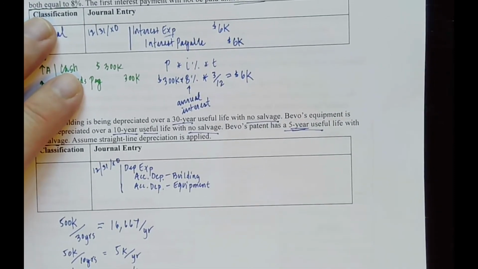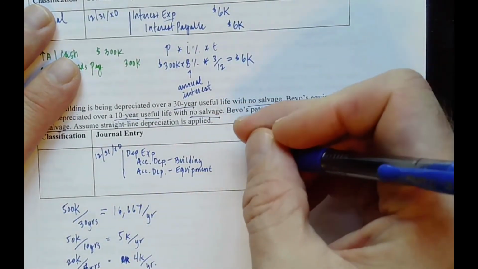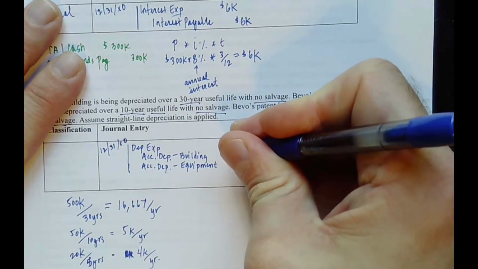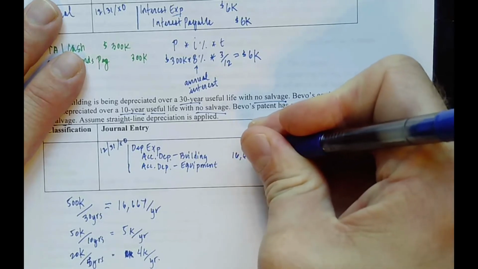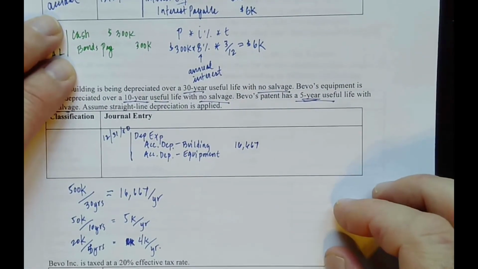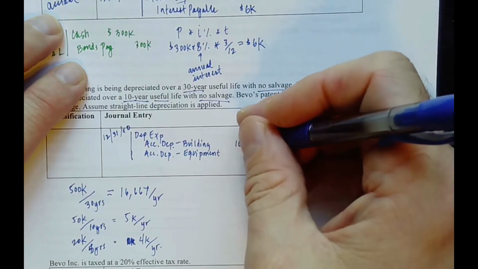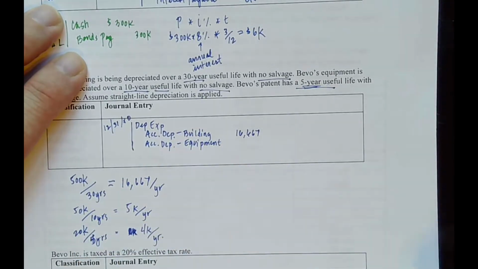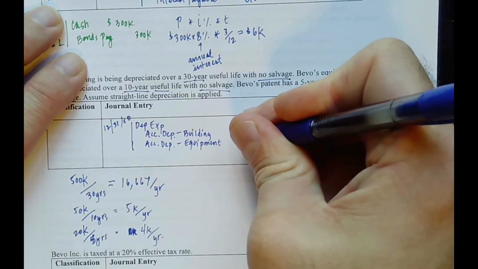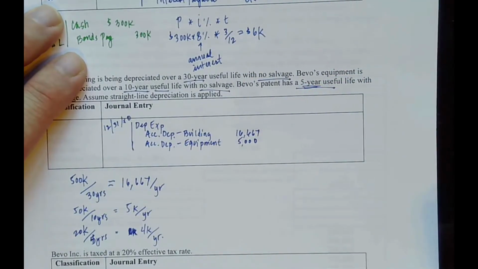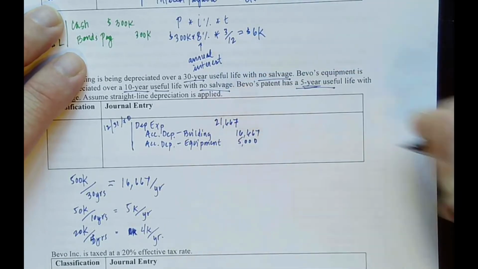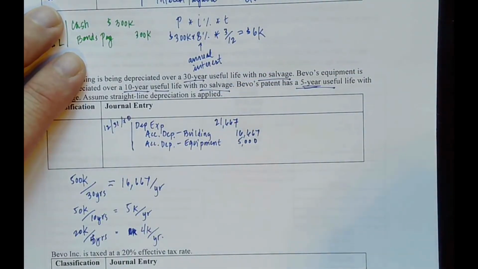So we're boosting the accumulated depreciation of the building by 16,667. My little terminology doesn't work so well in this problem. And the accumulated depreciation for the equipment would be 5,000. And so that means our depreciation expense overall will be 21,667. Now, we're going to record the patent separately because we do not apply depreciation to intangible assets.